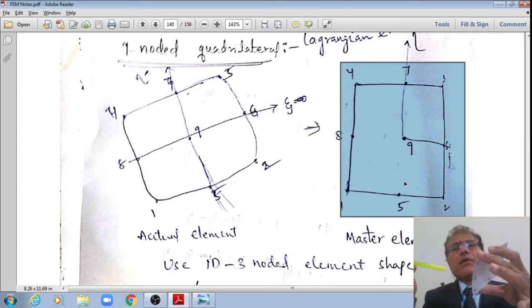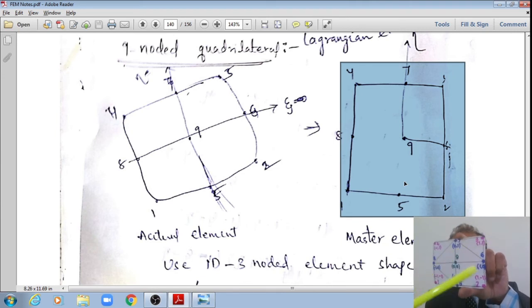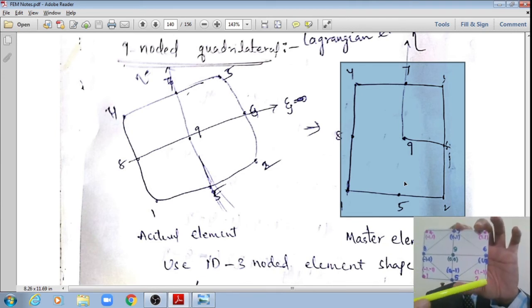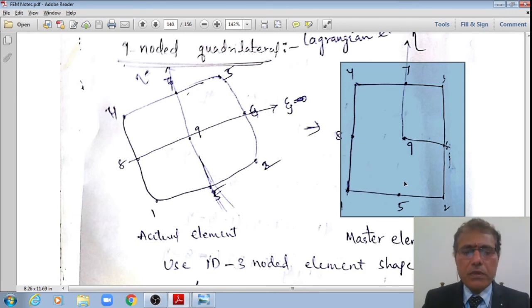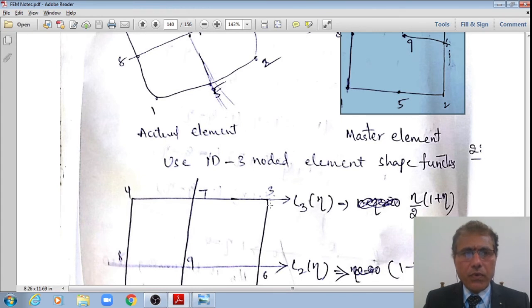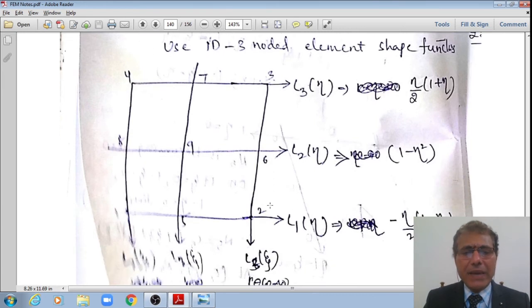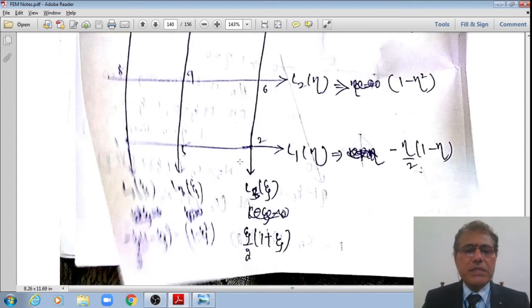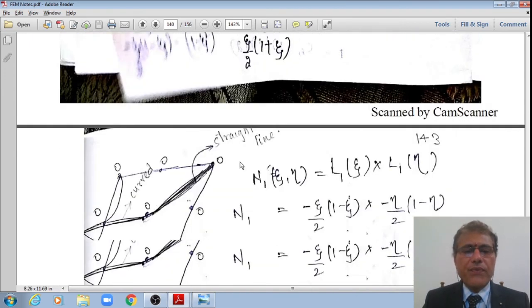In the first quadrant, the second quadrant, the third quadrant, the fourth quadrant respectively, right? Those values, that we have seen elaborately in 2D 8 noded quadrilateral element, right? Then once I do that, I want to evaluate the shape function, students, for which we'll now move to the fundamentals.